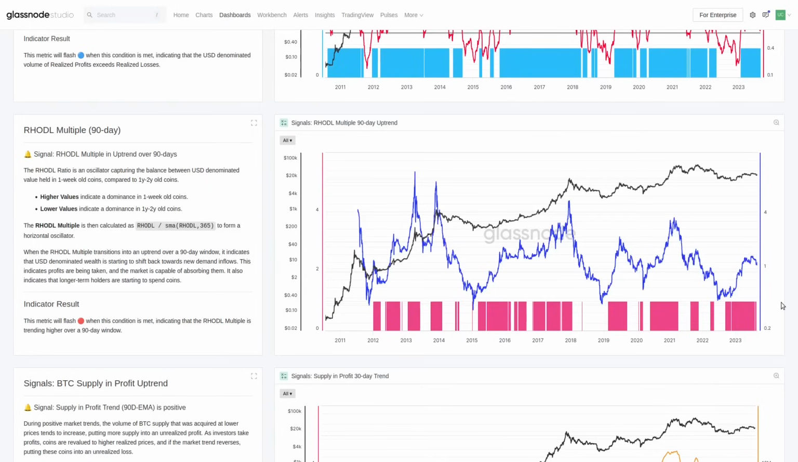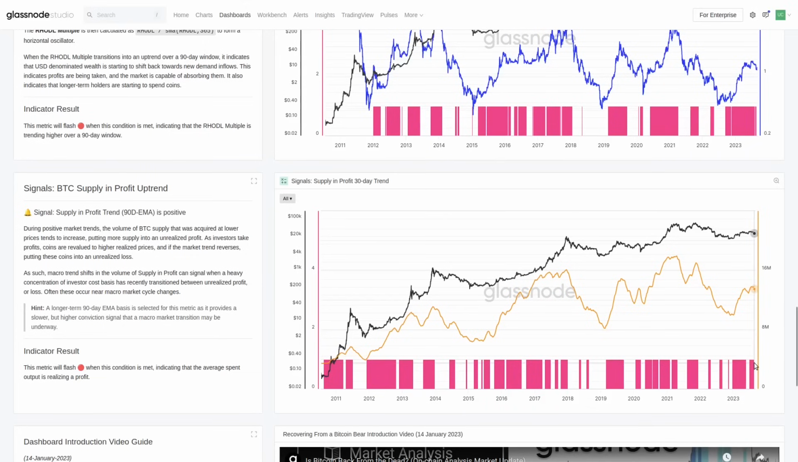It's very, very low volume. There's little new demand coming in, and it really is just the hodlers that remain. So we still have a signal here on the R-HODL multiple, and we're getting a little bit of softening on the amount of profit in trend.